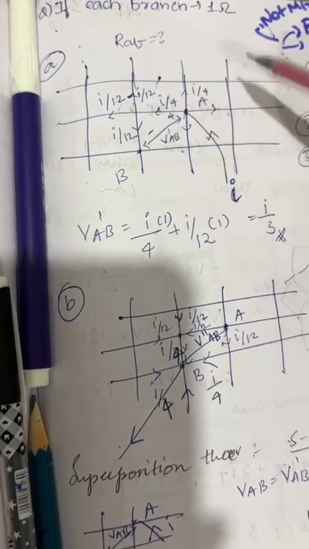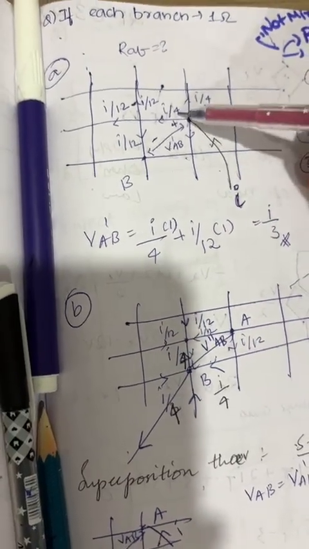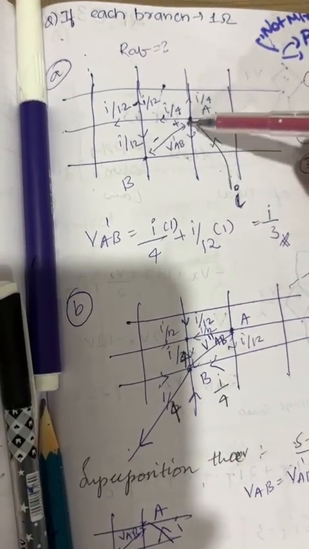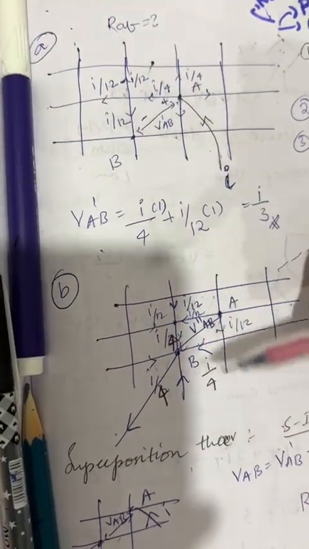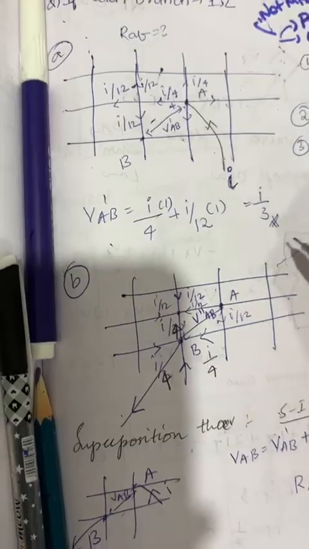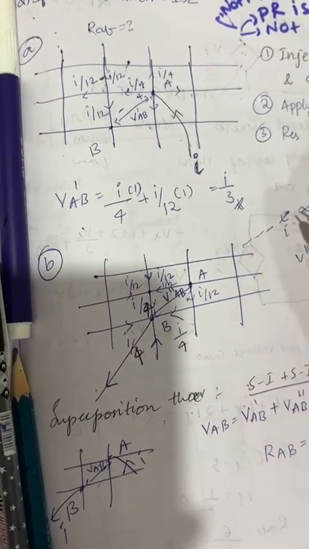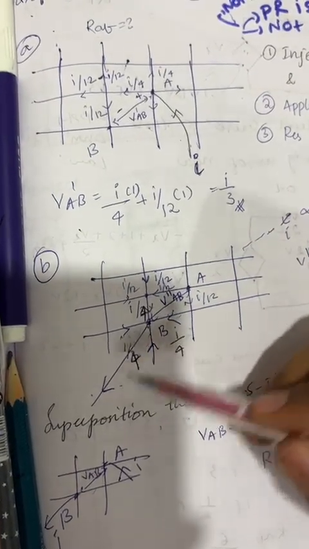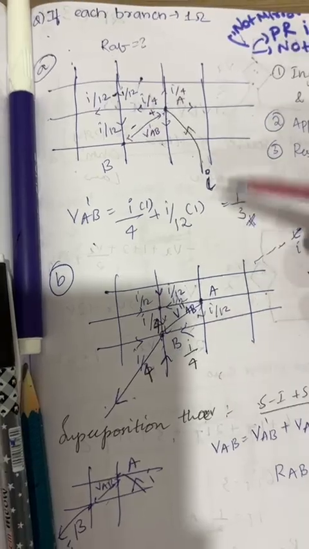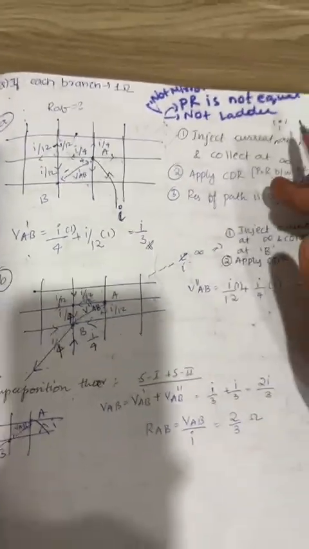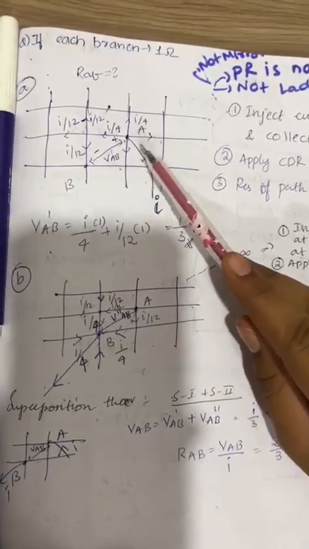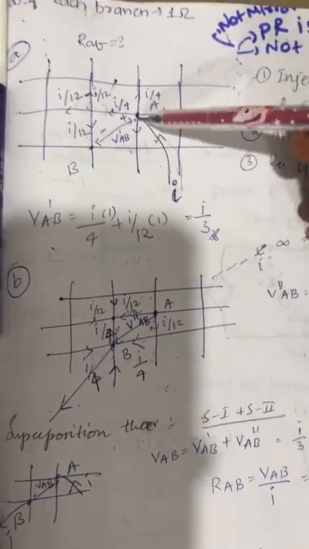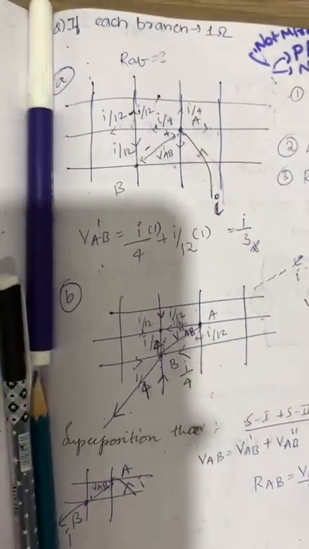So here what we do is we inject a current I into the A terminal and collect it at some infinite point, and then we inject it at infinity and collect it at B, and we add both of the values using superposition theorem. So in the first part we inject the current I and collect it at infinity.